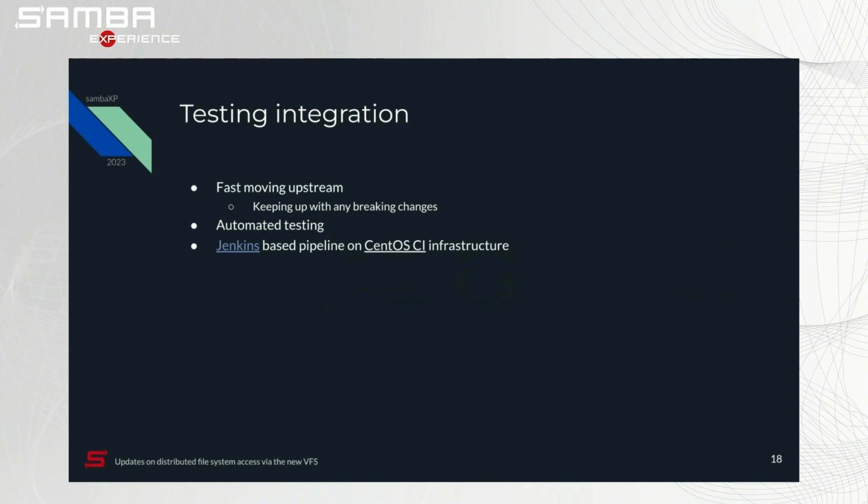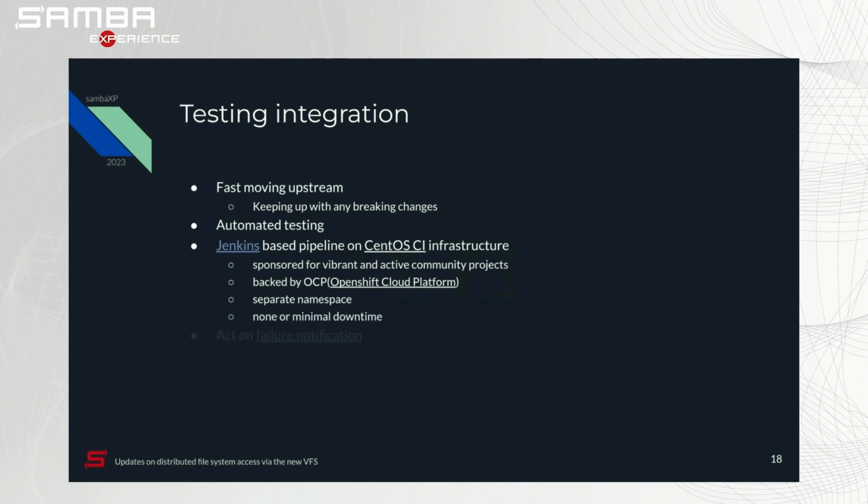As a result, we ended up having a Jenkins-based pipeline on CentOS CI infrastructure. The CentOS CI infrastructure is sponsored by CentOS for various vibrant and active community projects. I am glad to say that Samba is one among them to have a dedicated namespace in this OpenShift based cloud platform. For every run or for any failure, we get an email notification, which is configurable, with links to logs. So whenever there are failures and we are notified, we are supposed to debug, discuss and propose fixes to turn these jobs back green.